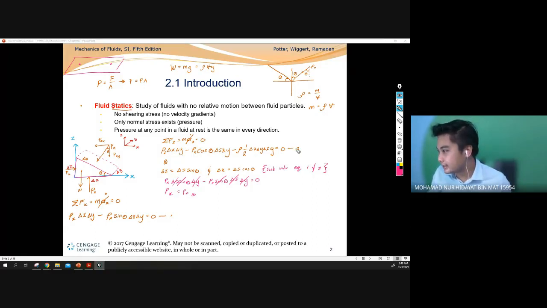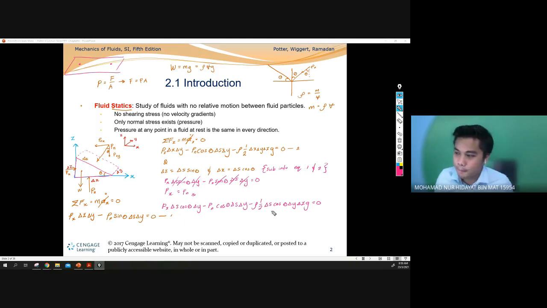Let's substitute. Okay, this is in terms of equation 2. Pz delta x, this is delta x, we replace it with this one, delta s cos theta delta y. And then minus Pn cos theta delta s delta y, minus rho half delta x. Delta x is here. Cos theta delta y delta z g equal to 0.